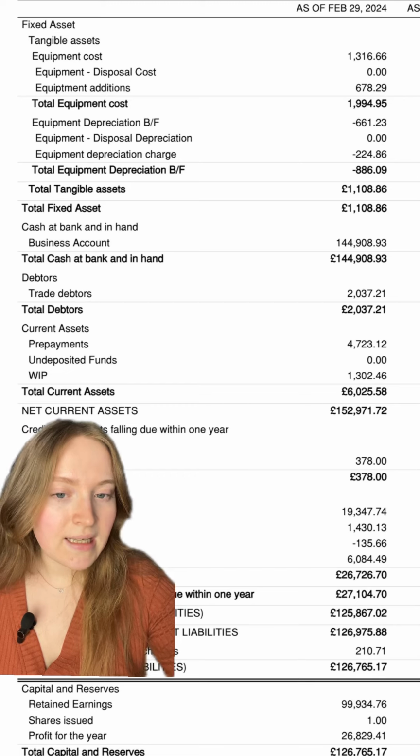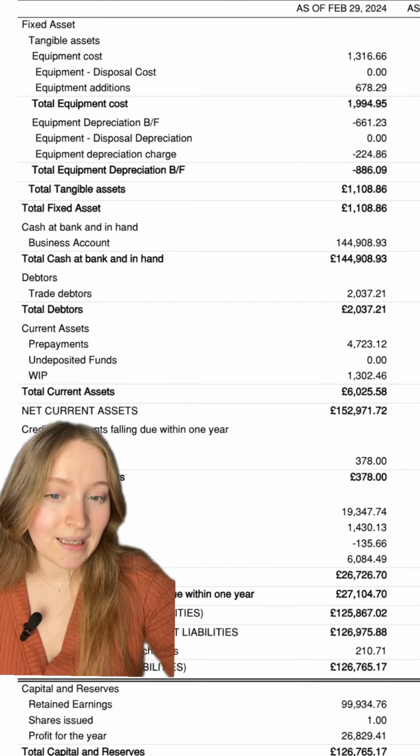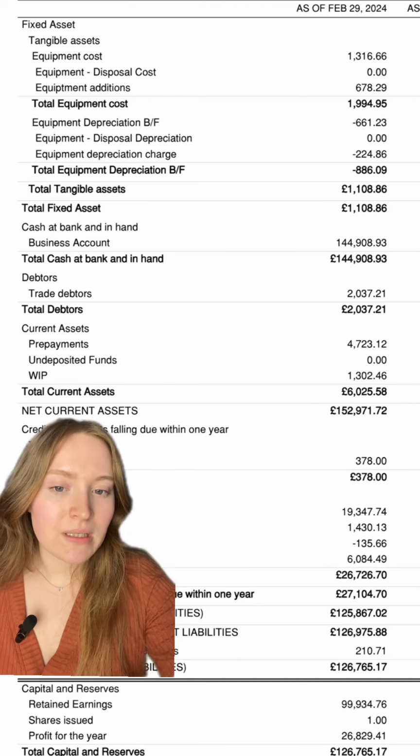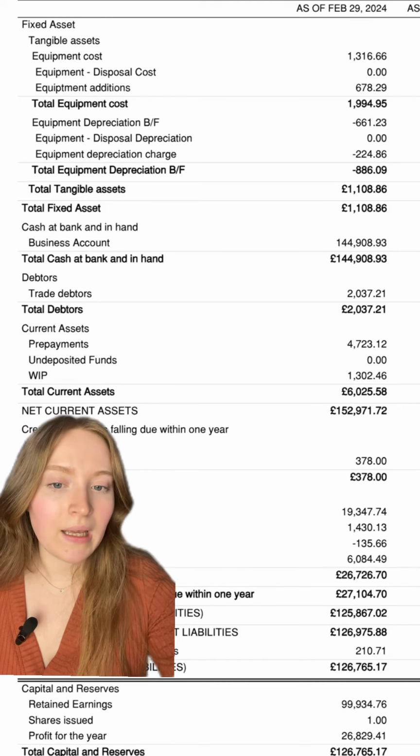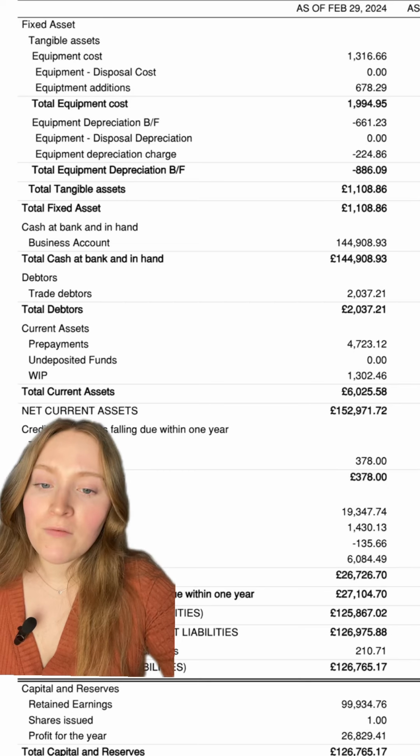After fixed assets, your current assets will be listed. These are things that the company typically owns for less than a year. First up is any cash the business owns, whether it's physical cash or money held in a bank account. Then trade debtors. This is money owed by customers for unpaid invoices.